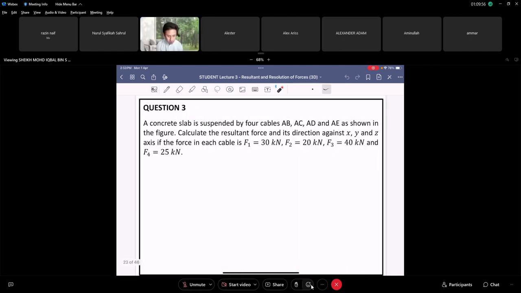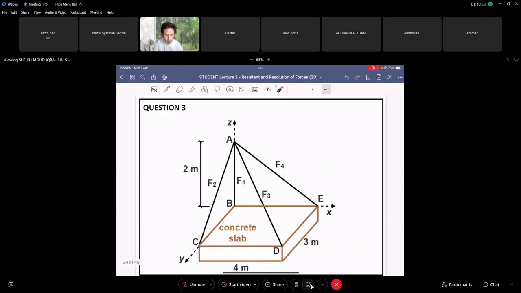Okay, so now this is an exercise so that you can get kind of a visualization on how to solve problems in 3 dimensions. Okay, so a concrete slab is suspended by 4 cables AB, AC, AD, and AE, as shown in the figure. Calculate the resultant force, which is R, and its direction against X, Y, and Z. So you need to calculate theta X, theta Y, and theta Z. If the force in each cable is 30 kilonewton, 20 kilonewton, 40, and 25 kilonewton, right? So draw the free body diagram.